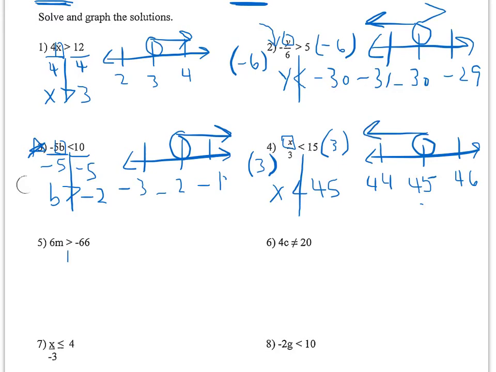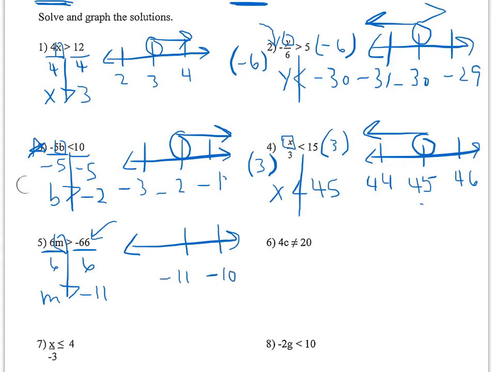Number 5, a little confusing for some people, but I divide by 6, not negative 6, so I don't flip the symbol. This over here is negative, but it's not the coefficient. The coefficient is the number in front of the variable. So this stays. M is greater than negative 11. Open circle, greater than goes to the right.